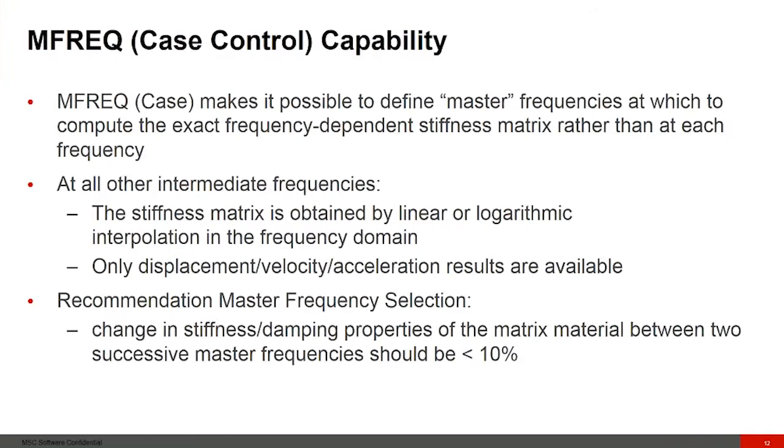Okay. So a little bit more about the MFREQ case control capability. It makes it possible to define master frequencies at which you can compute your frequency-dependent stiffness matrix rather than at each frequency. At all the intermediate frequencies between the 2 subsequent master frequencies, the stiffness matrix is calculated by linear or logarithmic interpolation. We're also mentioning that only displacement, velocity, and acceleration results are available for those. Our recommendation for MFREQ selection is that for the 2 subsequent MFREQ master frequencies that you select, the change in stiffness and damping properties should be less than 10%.